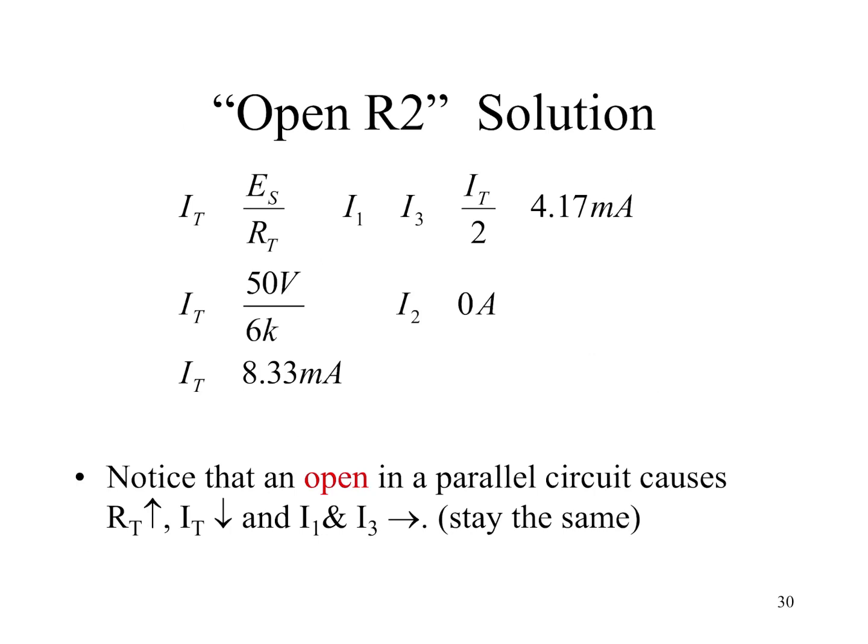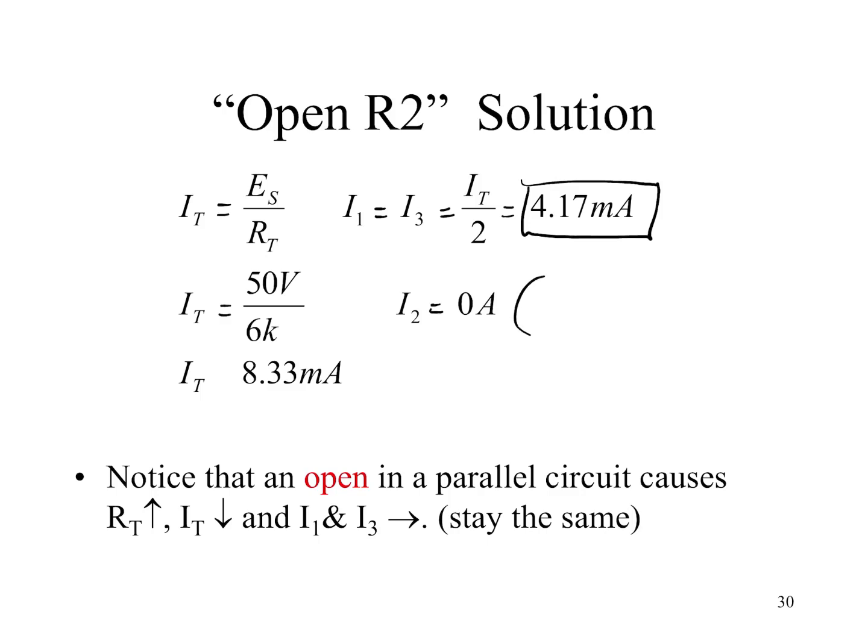So we calculated the individual branch currents before of 4.17 milliamps per branch. So we had I total equals ES divided by R total. We have I1 equaling I3 equaling I total divided by 2. So each one of the branches, I1 and I3, is equal to 4.17 milliamps. I total is going to be 50 volts divided by 6K.